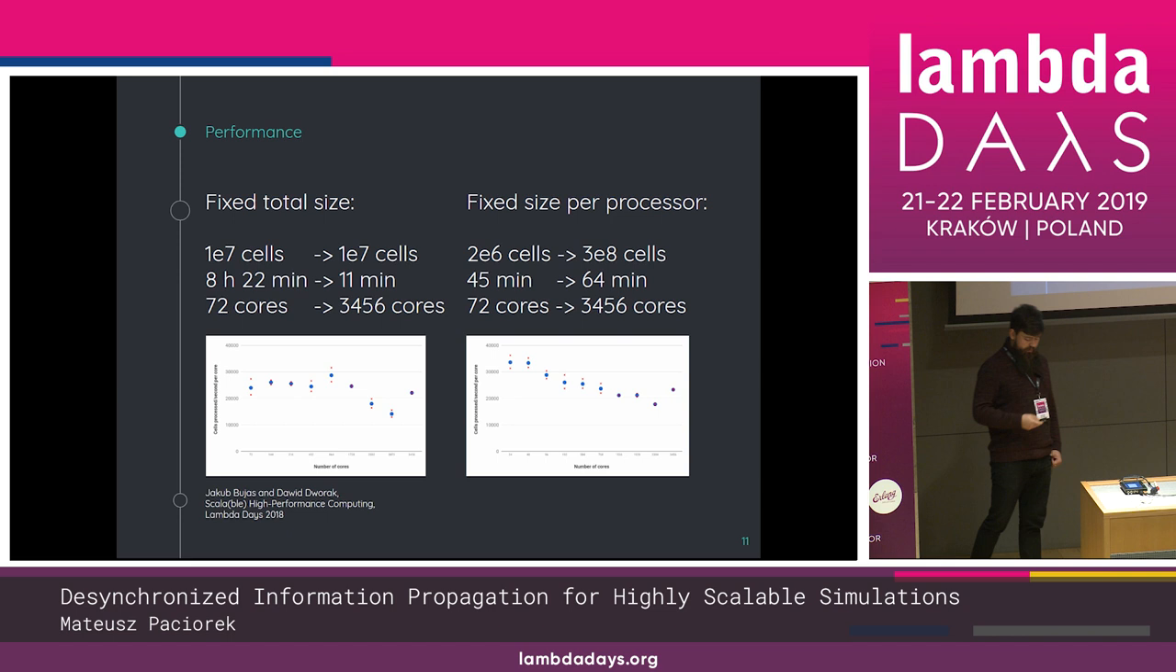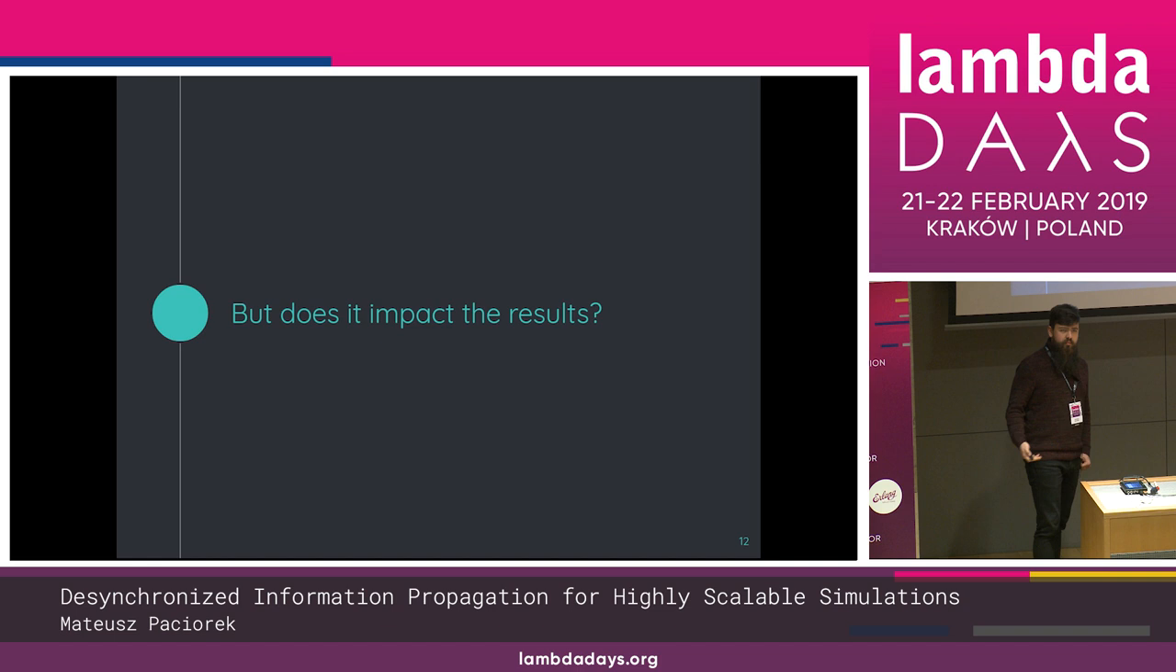Jakub and David did a lot of performance tests, and they got really, really good results. For example, running the same problem, they reduced the execution time from 8.5 hours to 11 minutes by going from 72 to over 3,000 cores. And by keeping the same size of problem for each processor, they increased the size of the problem by two orders of magnitude, while increasing the execution time by less than half. These charts generally show that the work of each core is on the same level, not exactly the same. We have some higher and lower points, but generally we can deduce that this framework could be scaled even more. But all of this, they have shown in their presentation.